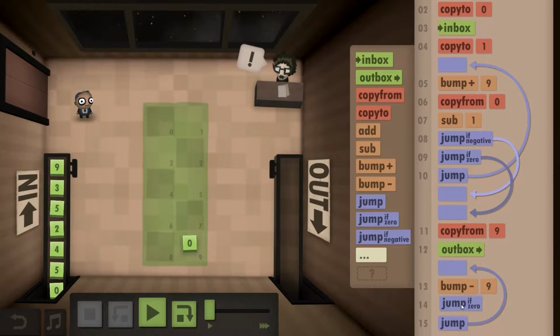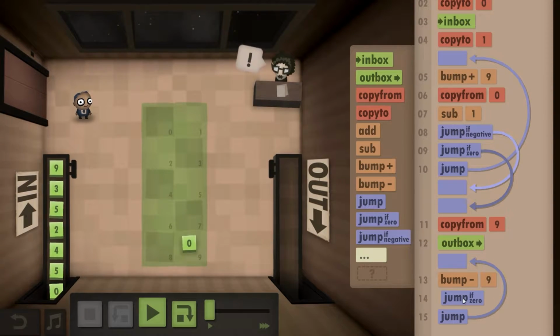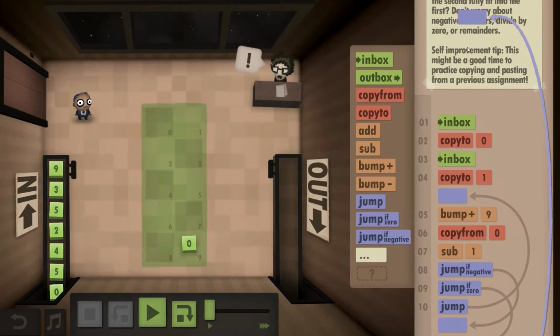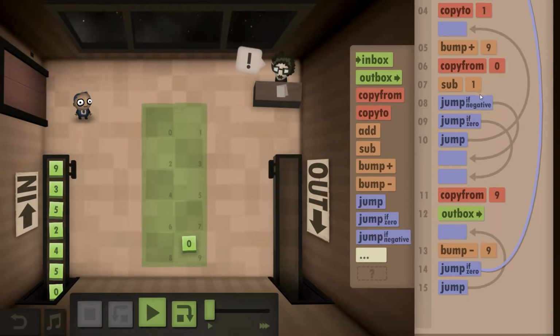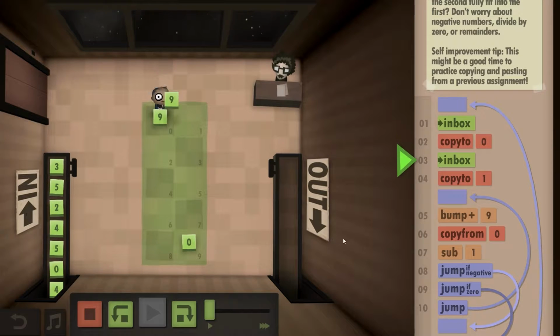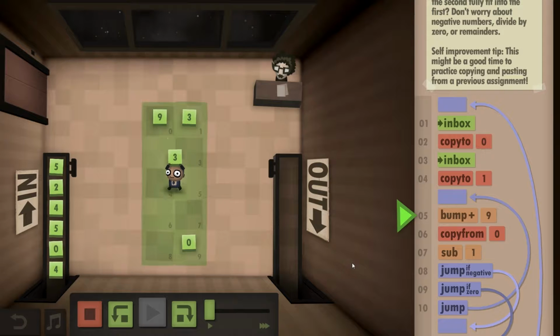Repeatedly, until it's zero. That looks pretty self-contained, is that it? I'm not sure, to be honest. That seems way easier than it probably is.